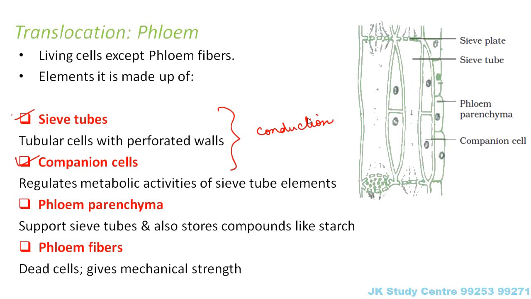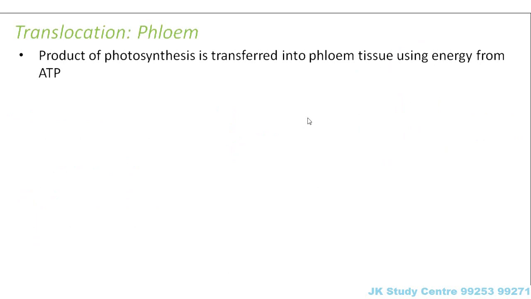So what all does a phloem conduct? A phloem conducts the food which is prepared during photosynthesis and is stored in leaves. It also conducts some other important substances like hormones and amino acids, which are needed by the plants. The product of photosynthesis, that is starch or glucose, is transferred into phloem tissue using energy from ATP. Now the osmotic pressure of the phloem tissue increases.